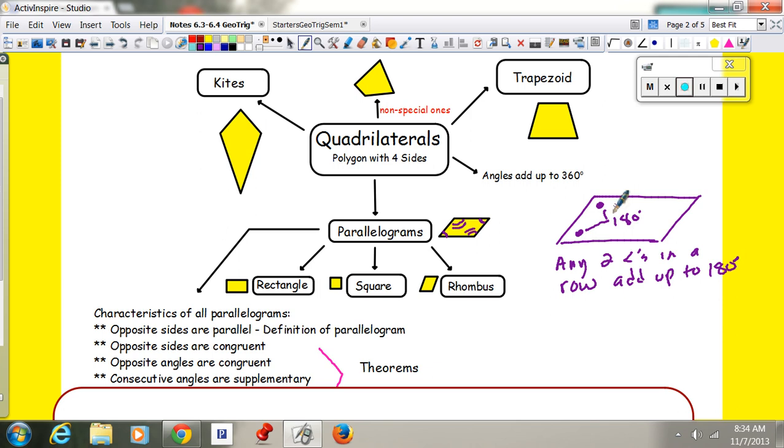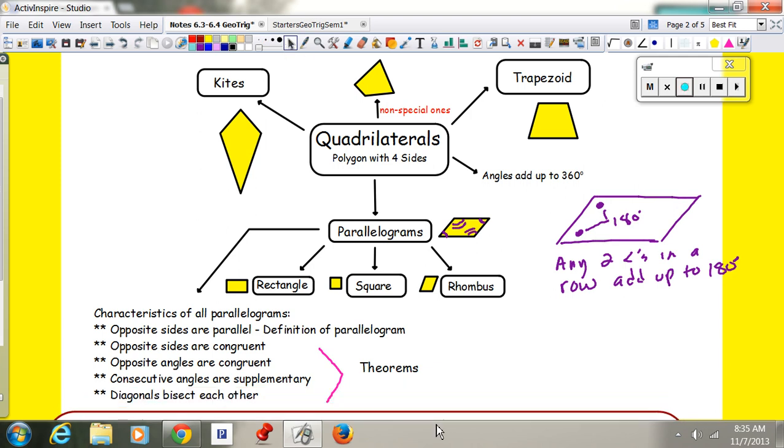So any two, could be these first two, could be the top two, could be the next side two, could be the bottom two. They have to add up to 180 if they're next to each other. If they're across from each other, we know they're equal, because that was the previous one. But if they're next to each other, then they add up to 180.